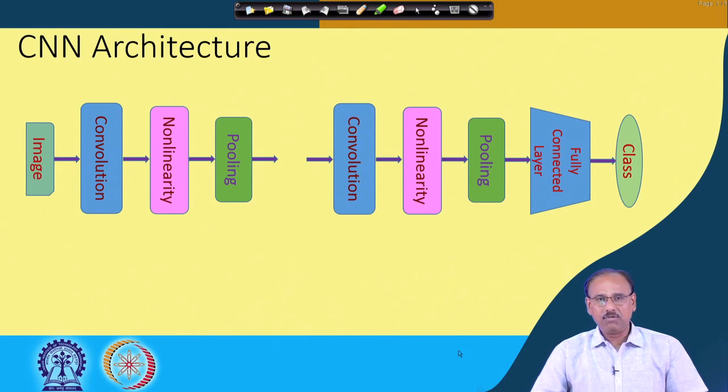So these convolutional layers, convolution, nonlinearity and pooling, these three taken together, compute the feature maps, and then the fully connected layer classifies the input data based on the feature map generated by all the previous layers. So these are the basic building blocks of a convolutional neural network.